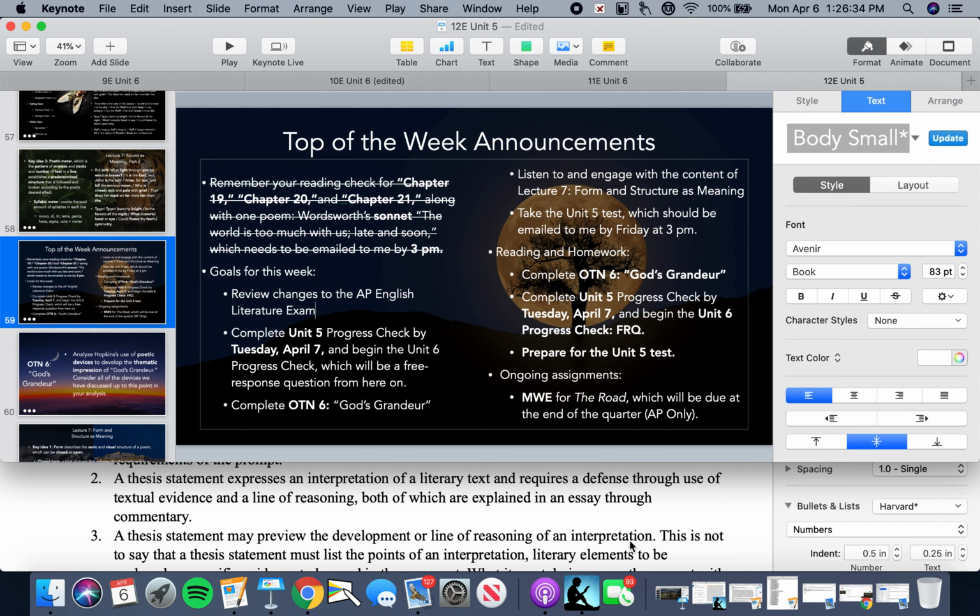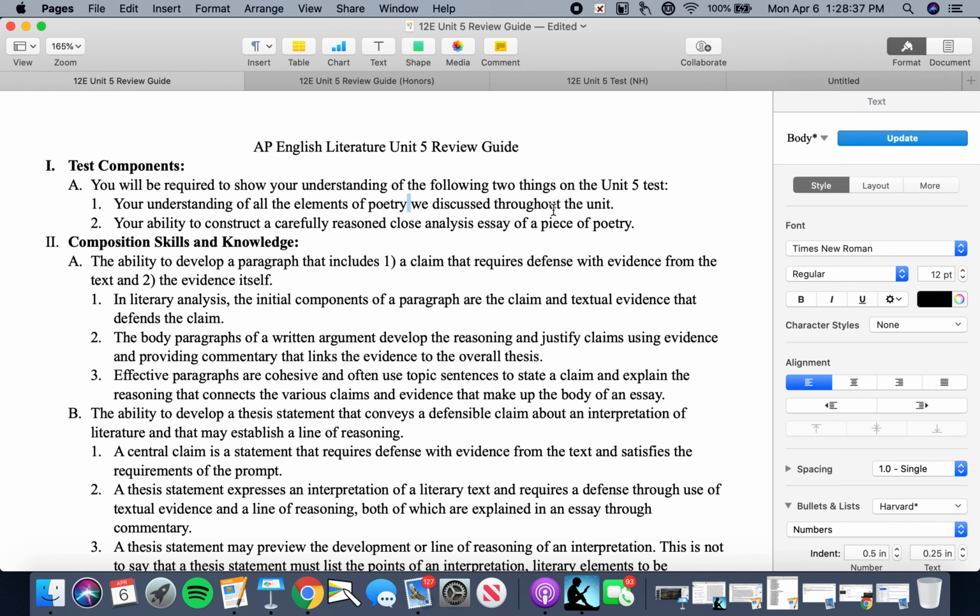Okay, so in preparation for our Unit 5 test, we need to take a quick look at your review guide. The AP English Literature Unit 5 review guide basically articulates the fact that there are two major sections of the test. The first section is going to evaluate your understanding of the elements of poetry we've discussed throughout the unit in a series of free response questions. The second major section of the test is going to require you to write a close analysis of a piece of poetry, a poetic close analysis essay.